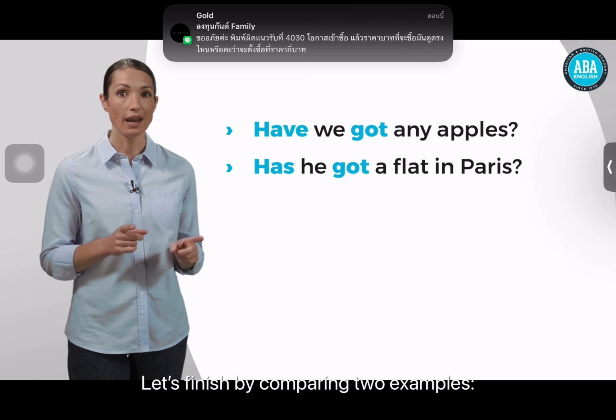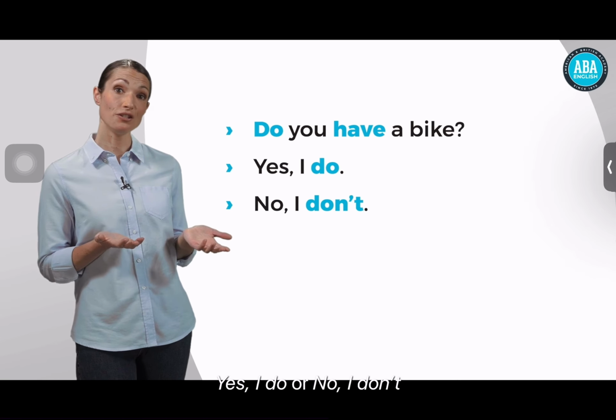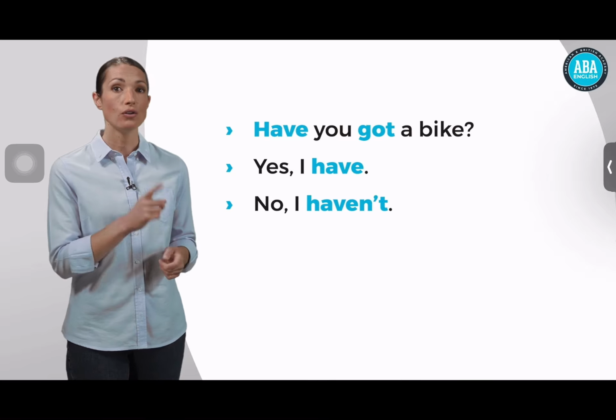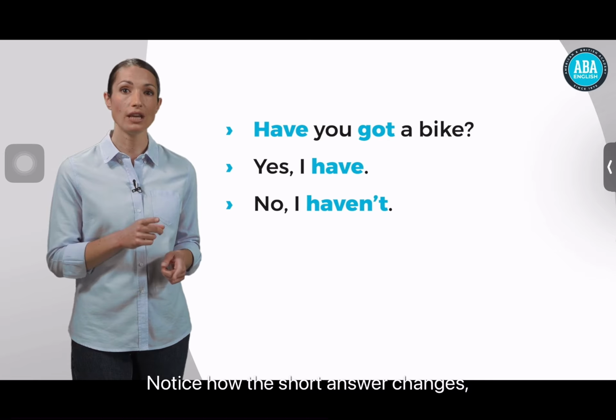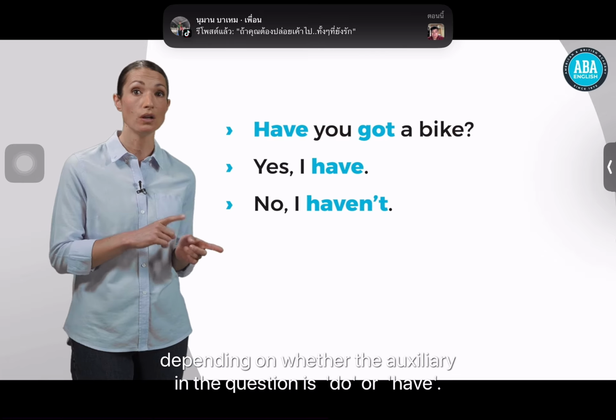Let's finish by comparing two examples. Do you have a bike? Yes, I do. Or no, I don't. Have you got a bike? Yes, I have. Or no, I haven't. Notice how the short answer changes depending on whether the auxiliary in the question is do or have.